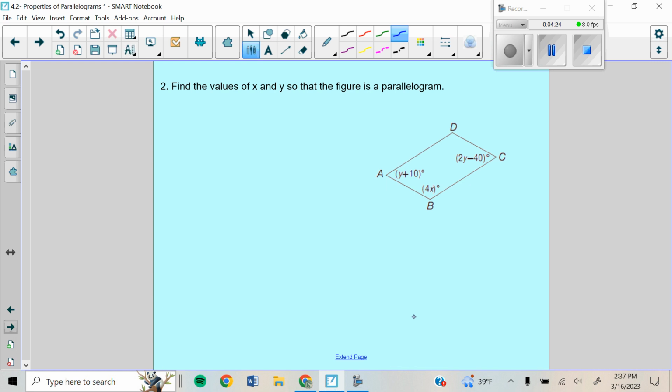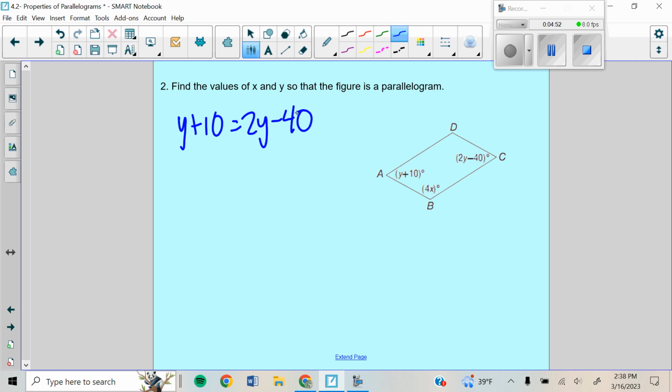All right. In this next one, we see we're talking about angles. So our two angle properties are: opposite angles are congruent and consecutive angles are supplementary. So I notice that my angle A and angle C both have y's. So I'm going to set those equal to each other. y plus 10 equals 2y minus 40. I actually, in this one, wouldn't find x first because I don't have enough information yet to be able to determine x.